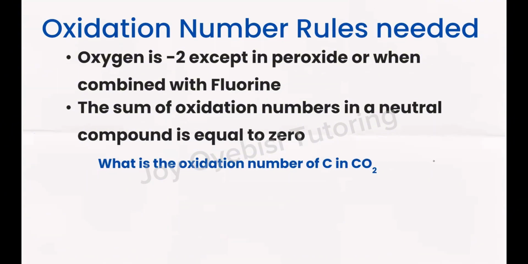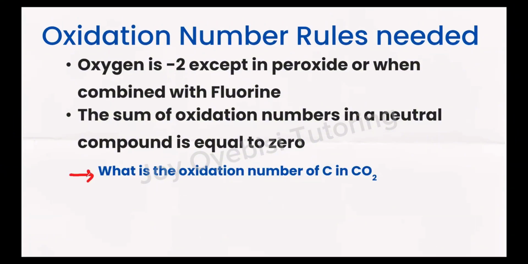The next question is, what is the oxidation number of carbon in carbon dioxide, CO2? So the rule we need is that oxygen is -2. We saw that before. And the sum of oxidation numbers in a neutral compound is equal to 0. So this is what we call a neutral compound. It does not have any charge, unlike the last one we saw, where there was a -3 charge in that polyatomic ion. This one is neutral. There is no charge. So the sum of the oxidation numbers of carbon and oxygen should be equal to 0.